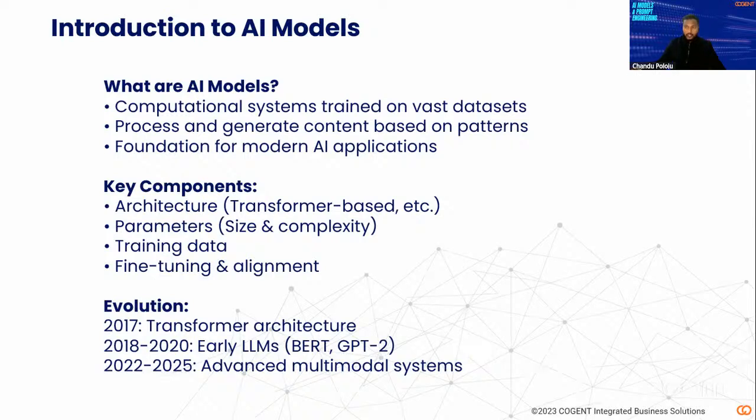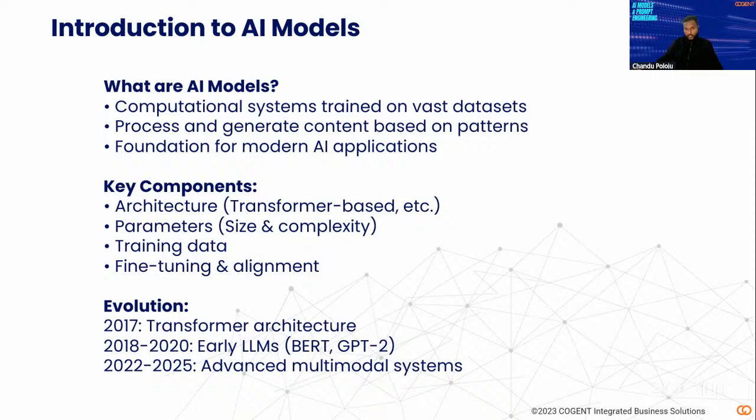Let's come to the evolution. When exactly did these AI models start? In 2017, we got the first transformer architecture. This architecture is attention-based. There are a lot of techniques used in AI models, but the transformer is a basic model which most AI models use. Next, LLMs, large language models, started in 2018. And from 2022 to 2025 and going on, we have advanced multimodal models.